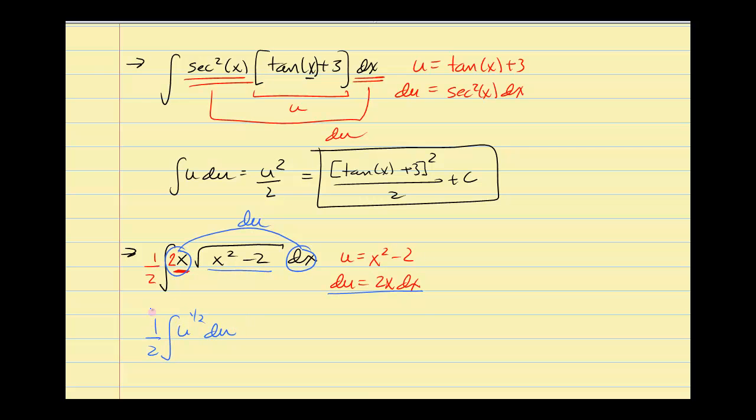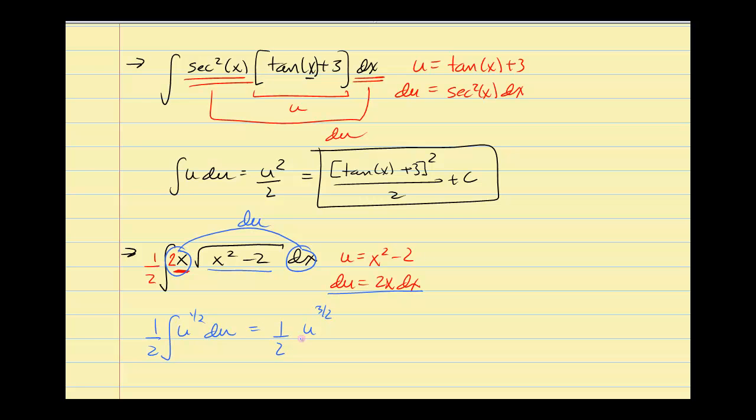Now where did this 1/2 come from? The 1/2 came from the fact that I was missing a 2. If I multiply by a 2 on the inside, I multiply by a 1/2 on the outside, the overall effect is I've multiplied by 1, which is the multiplicative identity, which means I have not changed the value of the integrand. This is called compensation, and we're going to be using it a lot. Then we integrate as usual. U to the 1/2, I'd add 1.